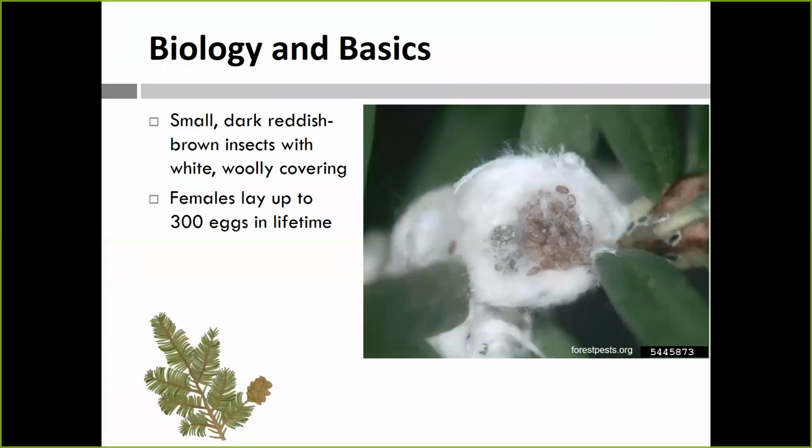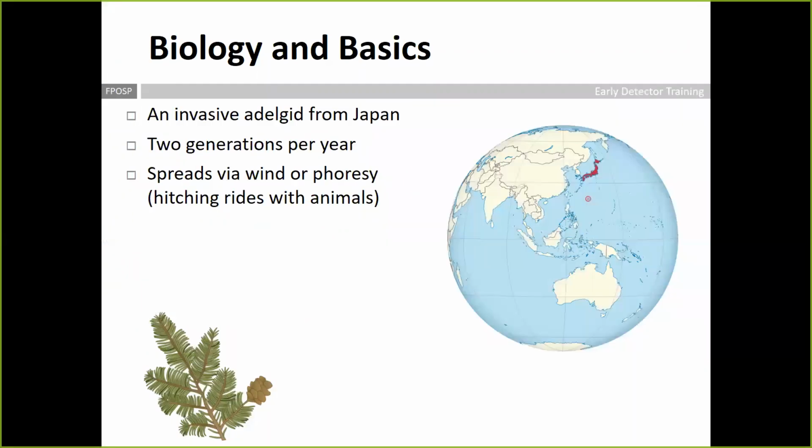These are scale-like insects. They're somewhat in between a scale insect and an aphid. They used to be called woolly aphids, but they're actually in a group called adelgids. Each female can lay up to about 300 eggs in the course of its lifetime. It came from Japan. There are 2 generations a year, and it spreads on the wind or when a bird or some other insect is on an infested tree and carries the crawlers around.